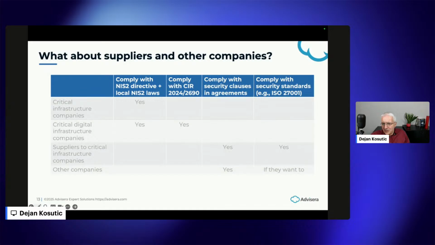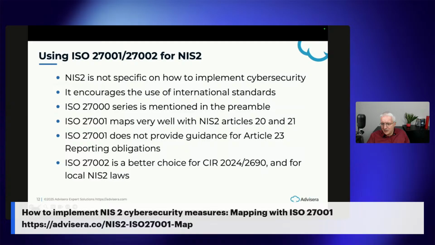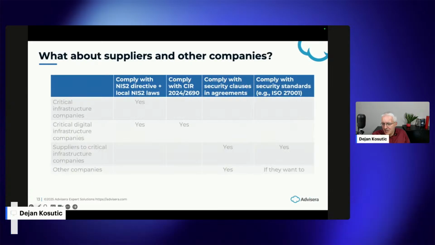So let me just check something, I'm sorry. Yeah, so there is a link that we didn't share with you, so we'll send you this link now to this article, how to implement NIS2 cybersecurity measures mapping with 27001. This is something that will help you with this mapping.